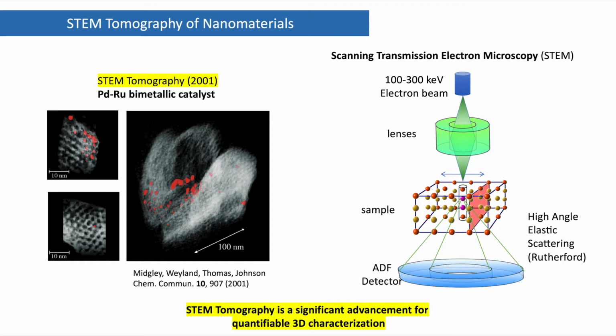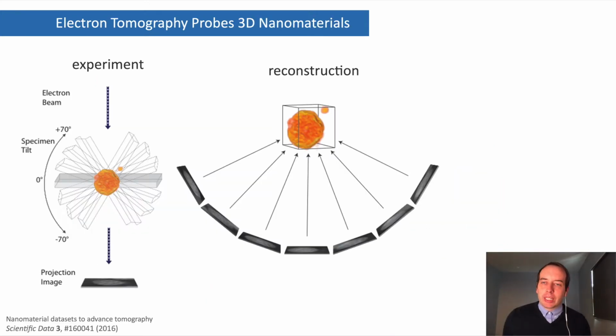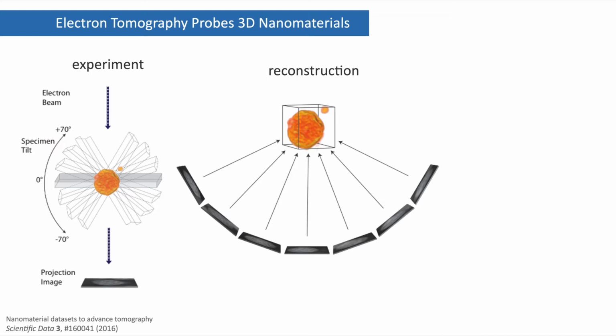So if there's one takeaway message, it's that STEM tomography has been a significant advancement for quantifiable 3D characterization. When we do a STEM tomography experiment, we collect projection images over a wide range of angles, and we do that by tilting the specimen relative to the beam. Typically, we'll tilt around plus or minus 70 degrees, and we'll take a projection image every 1 or 2 degrees. With a large enough number of projections over a wide enough angular range, we can then reconstruct a three-dimensional object.